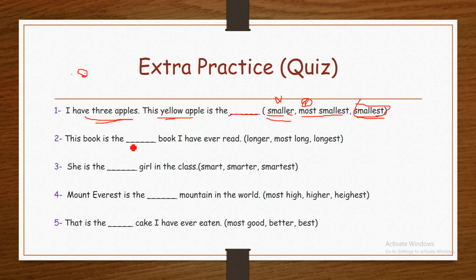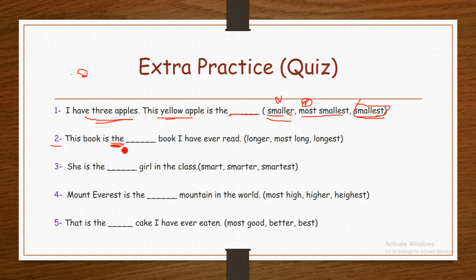This book is the blank. We have the. This "the" also helps you to differentiate between comparative and superlative adjectives, because in comparative adjective sentences we always have than, but in superlative adjective sentences we always have the. In these sentences you can't find the. For example, here: this book is the blank book I have ever read.